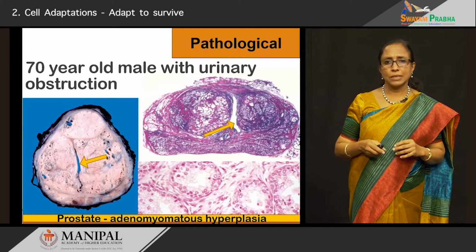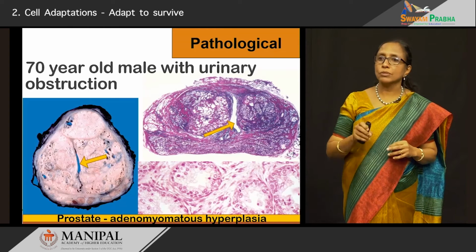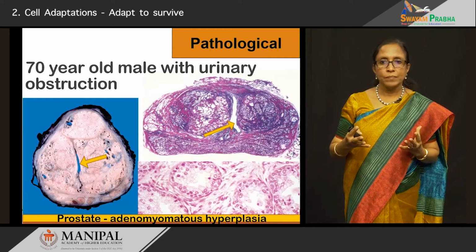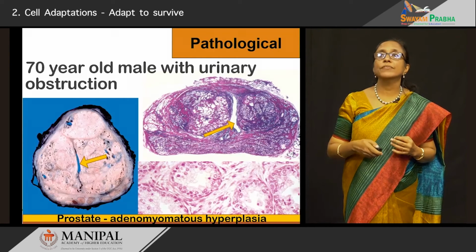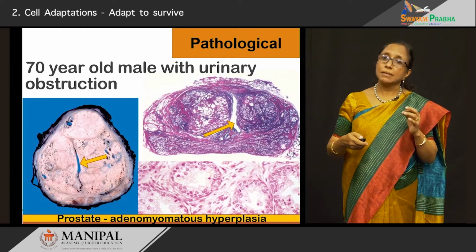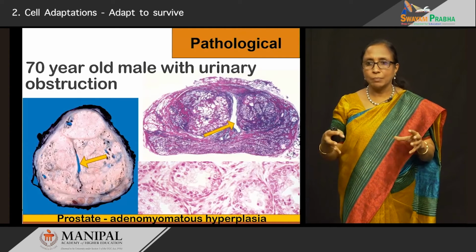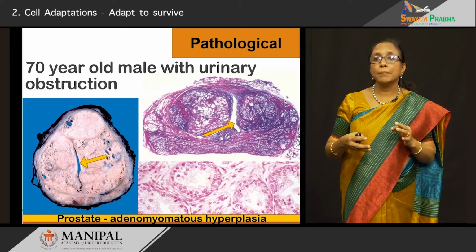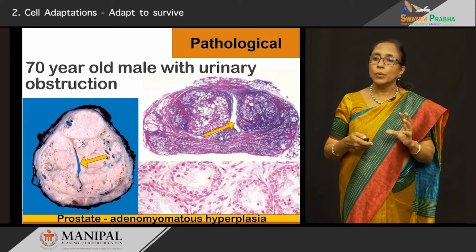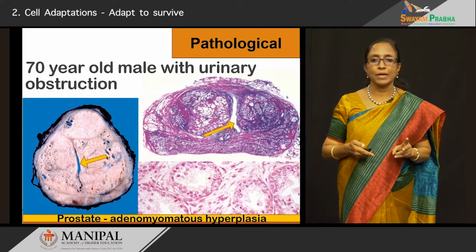Now, another example, a pathological condition, a 70-year-old male who has urinary obstruction. The arrow shows the urethral orifice. The prostate, which is lying just below the bladder neck, is enlarged because of the hyperplasia of the prostatic glands. We usually call it adenomyomatous hyperplasia. What do you mean by that? There is hyperplasia of the adeno, that is, the glands. There are so many glands that are proliferating, which come back to back, together with an increase in the number of cells, and also hyperplasia of the smooth muscle. So, both are proliferating, which gives rise to prostatic hyperplasia, which is causing the urinary obstruction, which we see in the older age group. That is another pathological condition where we see both hypertrophy and hyperplasia.